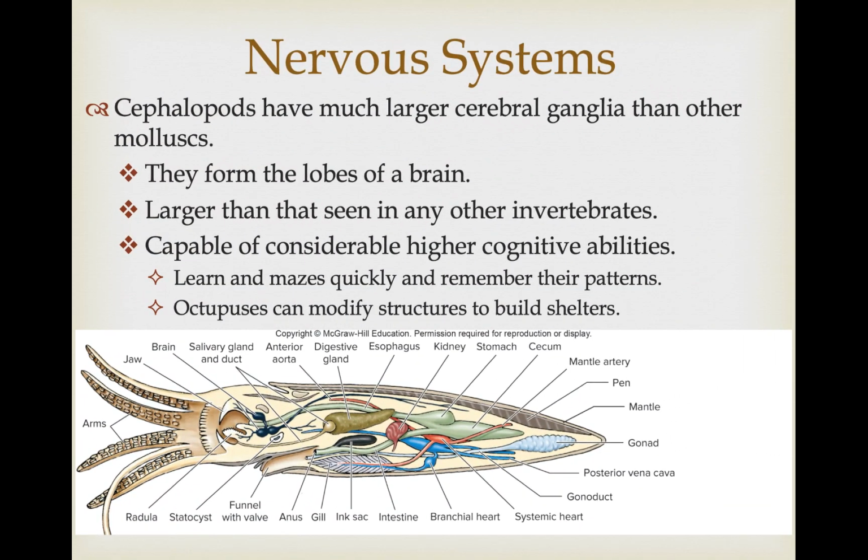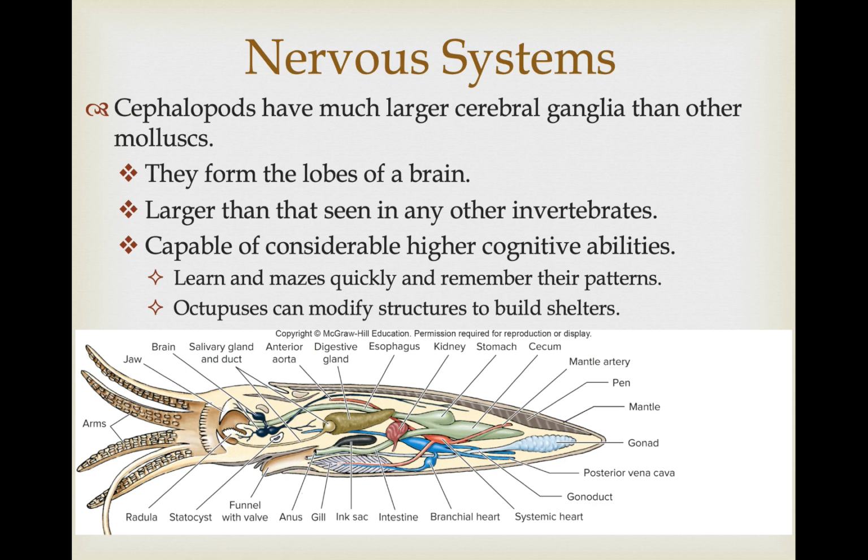The cephalopods have the largest cerebral ganglia of any other mollusk. They form the lobes of the brain. It's larger than any other mollusk, but also larger than any other invertebrate. This gives them lots of sensory capabilities, so we already talked about how good their vision is, but it also gives them the capability of higher cognitive abilities.